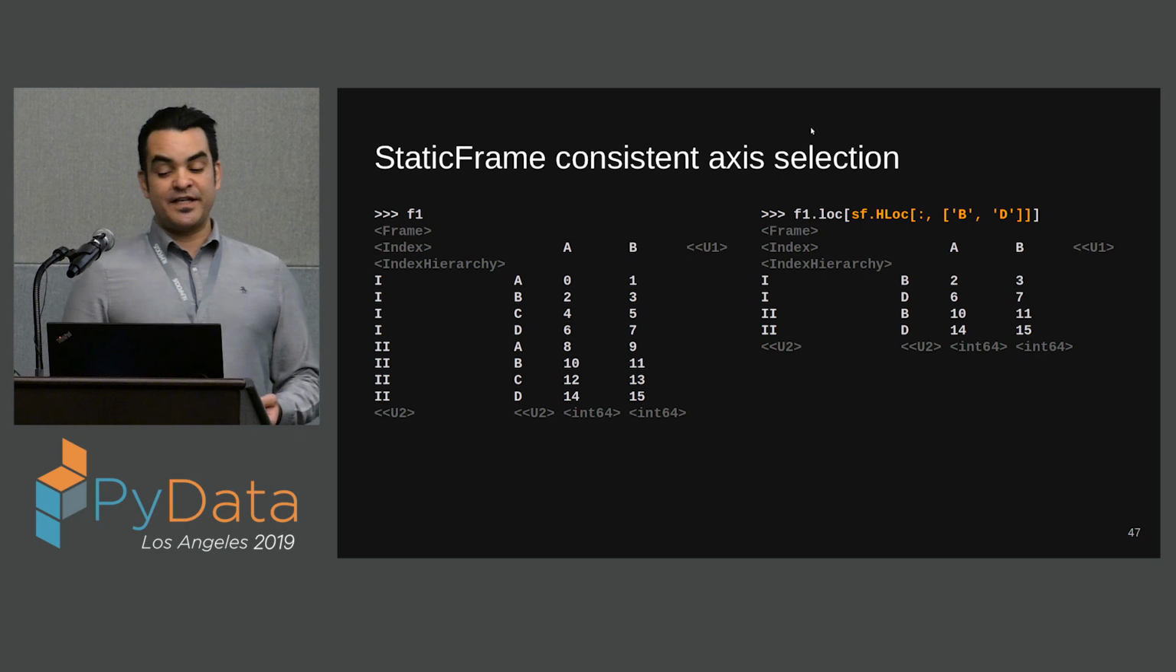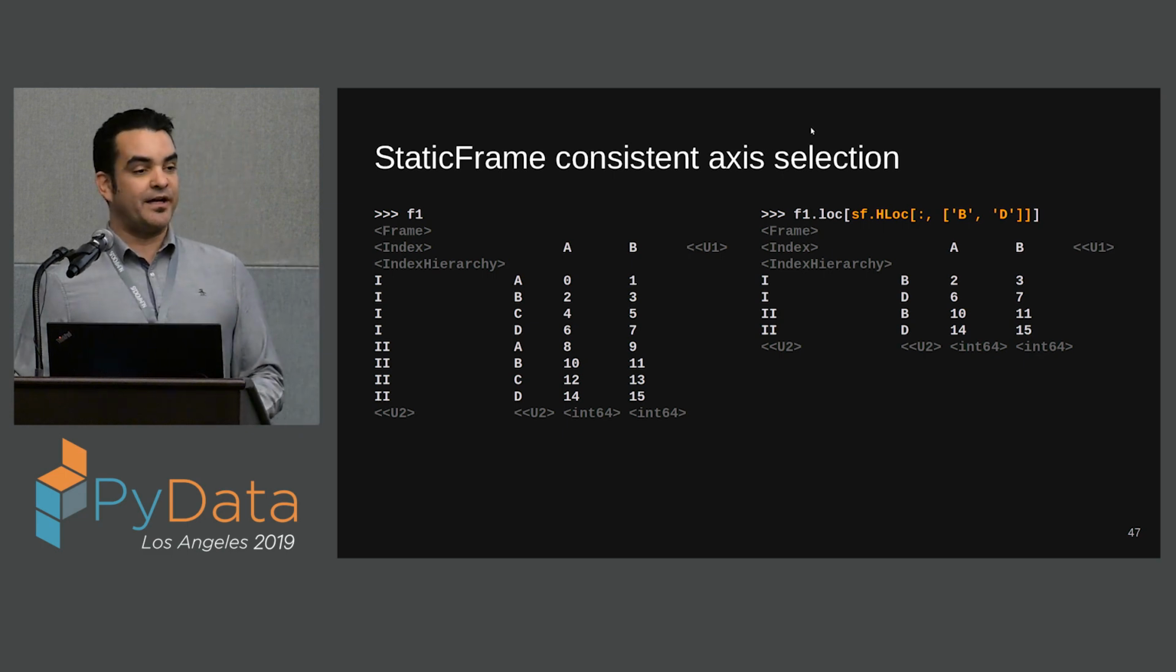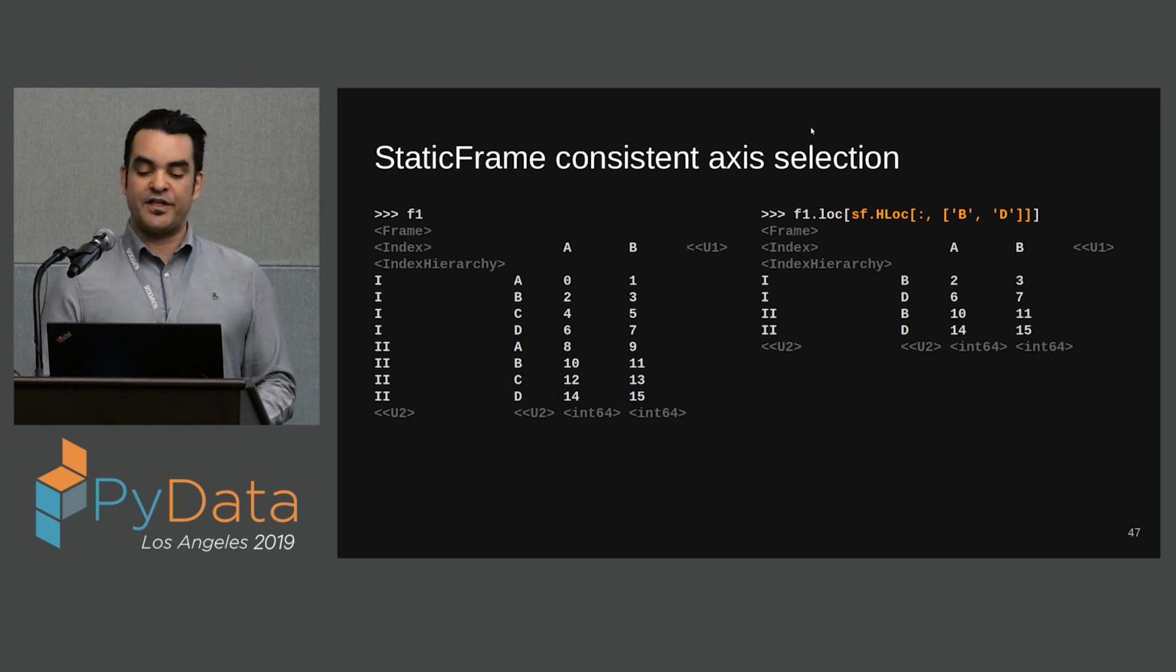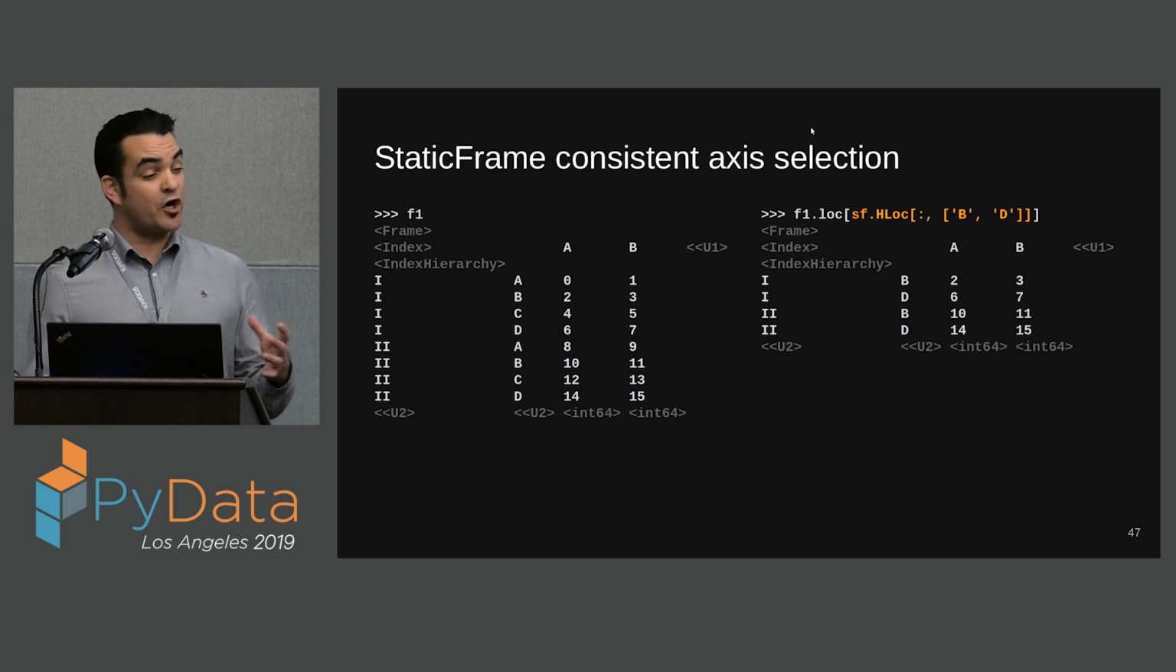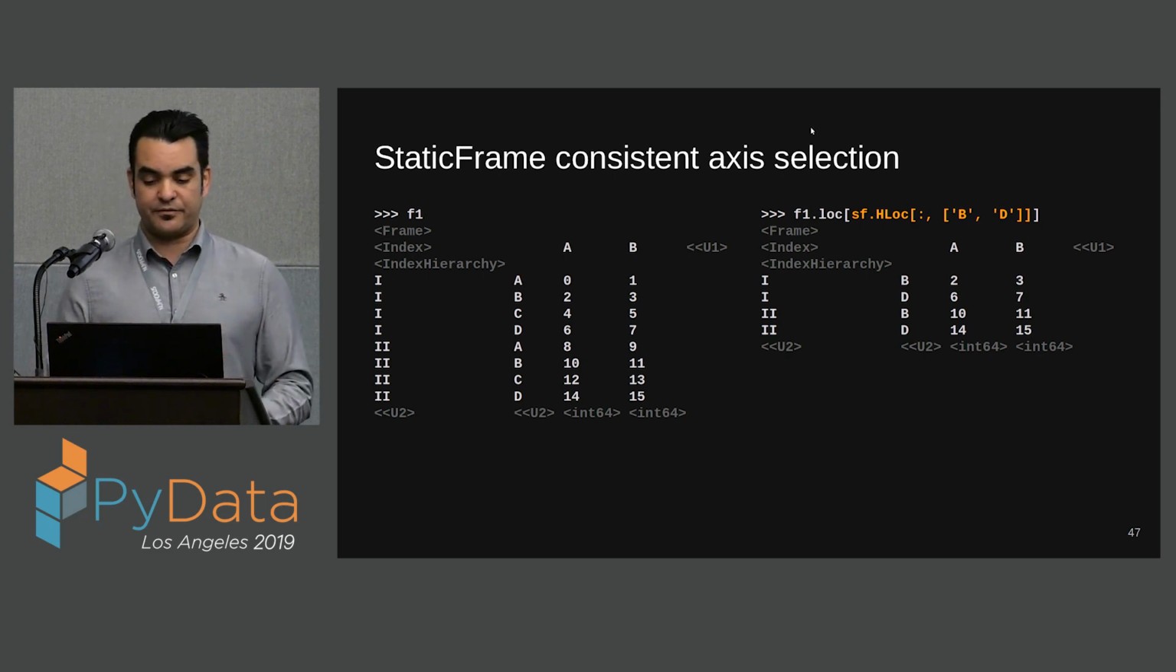Another example here, we see that we can use an HLoc to specify one argument to a loc, and it's completely unambiguous that we're selecting within the hierarchical axis on the rows. So here we're taking an HLoc of all of the outer level, and we're taking the inner level of B and D, and again, this is one argument, so of course this should apply only to the rows.